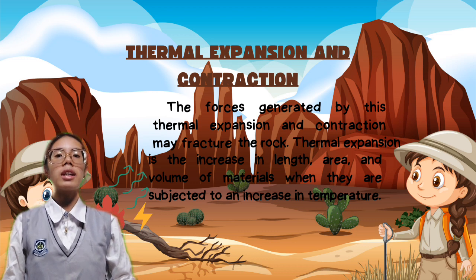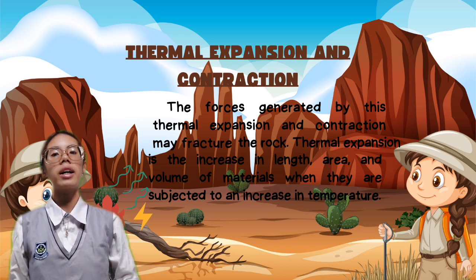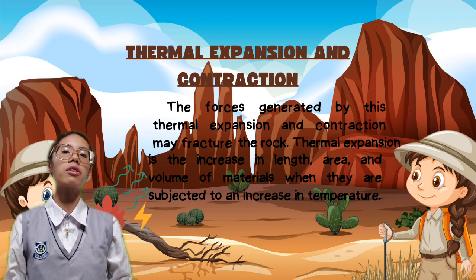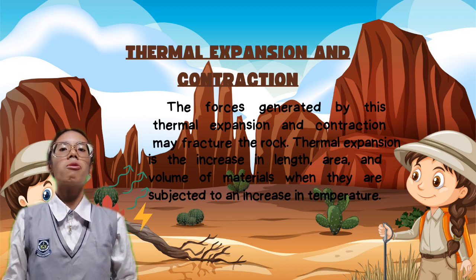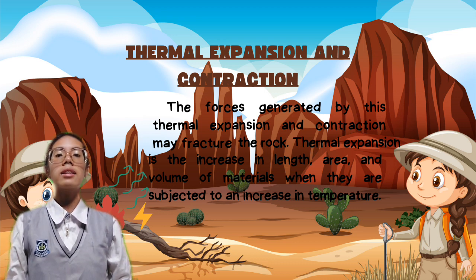Thermal expansion is the increase in length, area, and volume of materials when they are subjected to an increase in temperature, while thermal contraction is the decrease in length, size, and volume of a substance as it gets cooled. Here is the illustration.